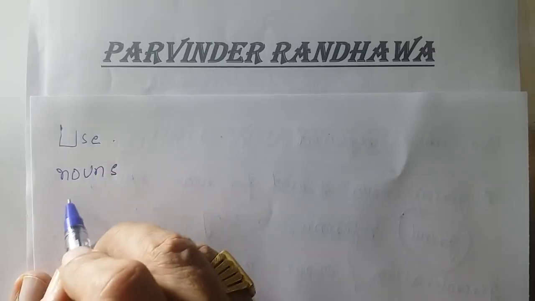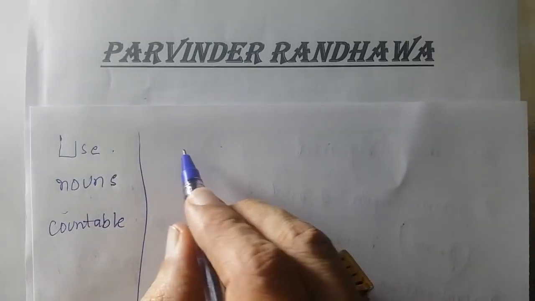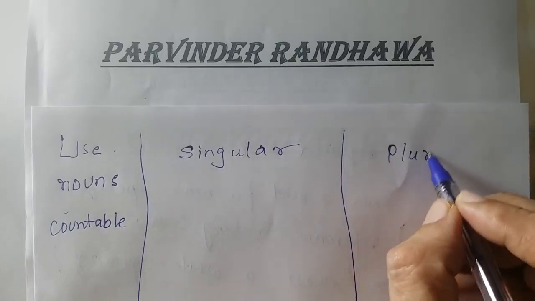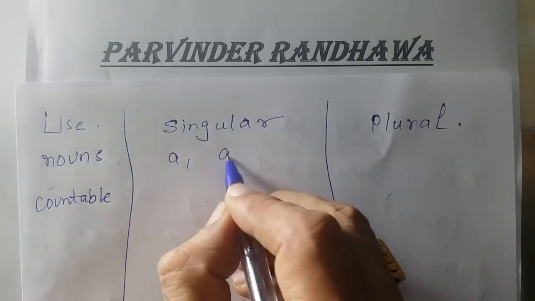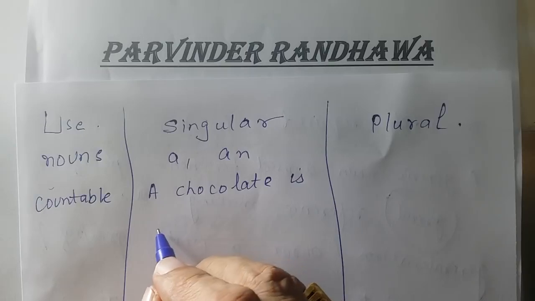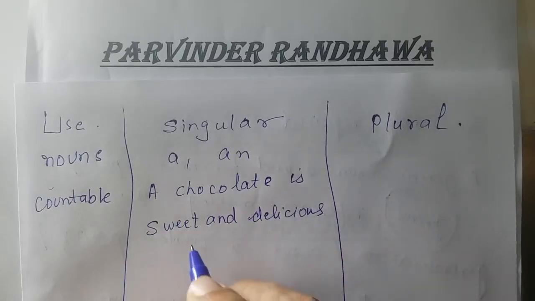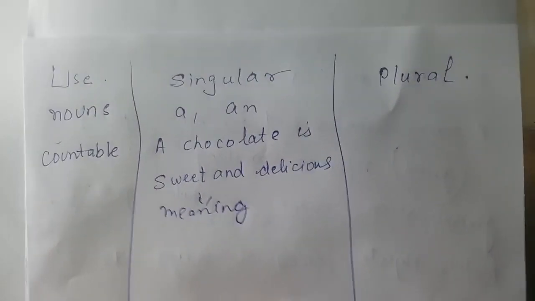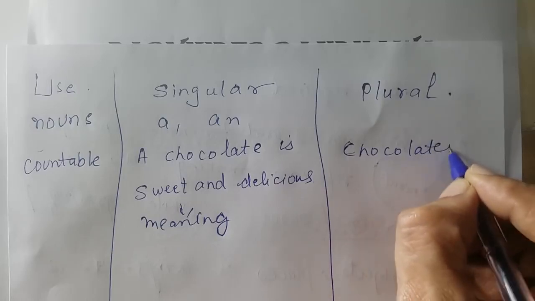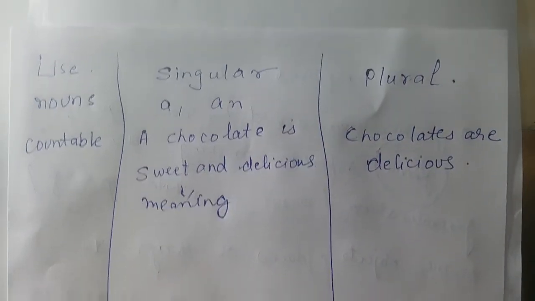Now I am going for the use here. Noun, or nouns, then I'm writing countable, after this singular, after this A or AN. For example, A chocolate is sweet and delicious. Let's go for the meaning. What's the role of A in IELTS? Chocolates are delicious. Right. Let's go to the meaning of both things.